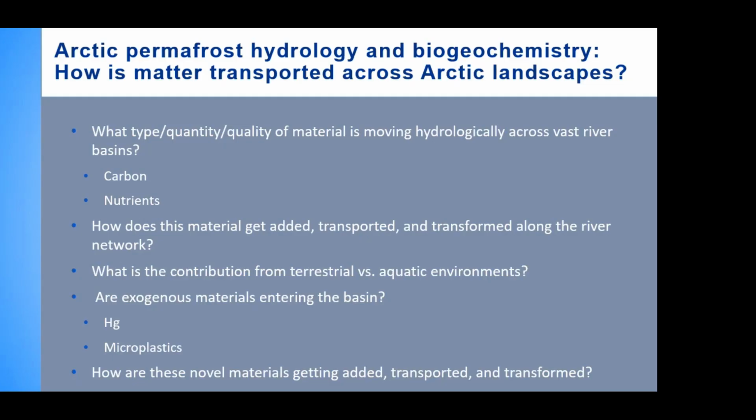All right, so the main question that we had with Arctic permafrost hydrology and biogeochemistry is, how is matter transported across Arctic landscapes? It's not immediately clear. And we broke that down into smaller questions, so I'll just read them out. What type, quantity, quality of material is moving hydrologically across vast river basins? Typically, we focus on carbon and nutrients. How does this material get added, transported, and transformed along the river network?